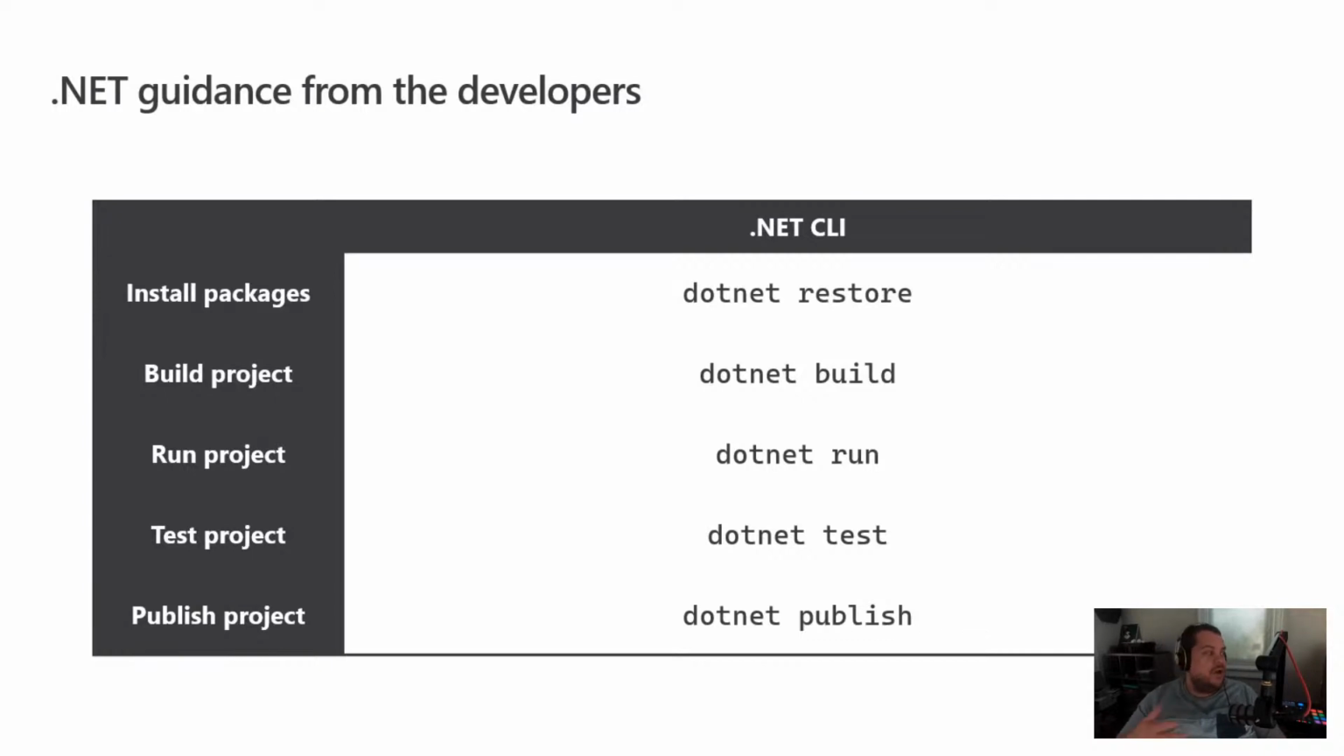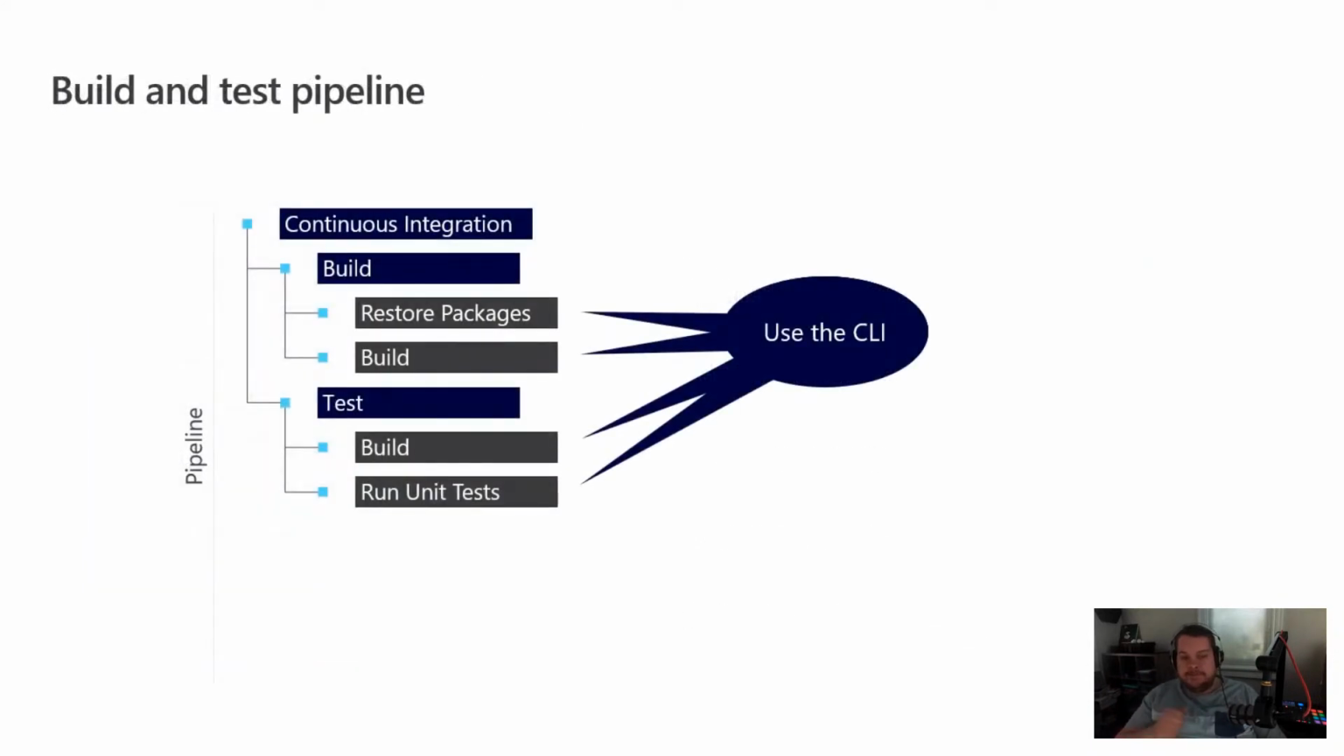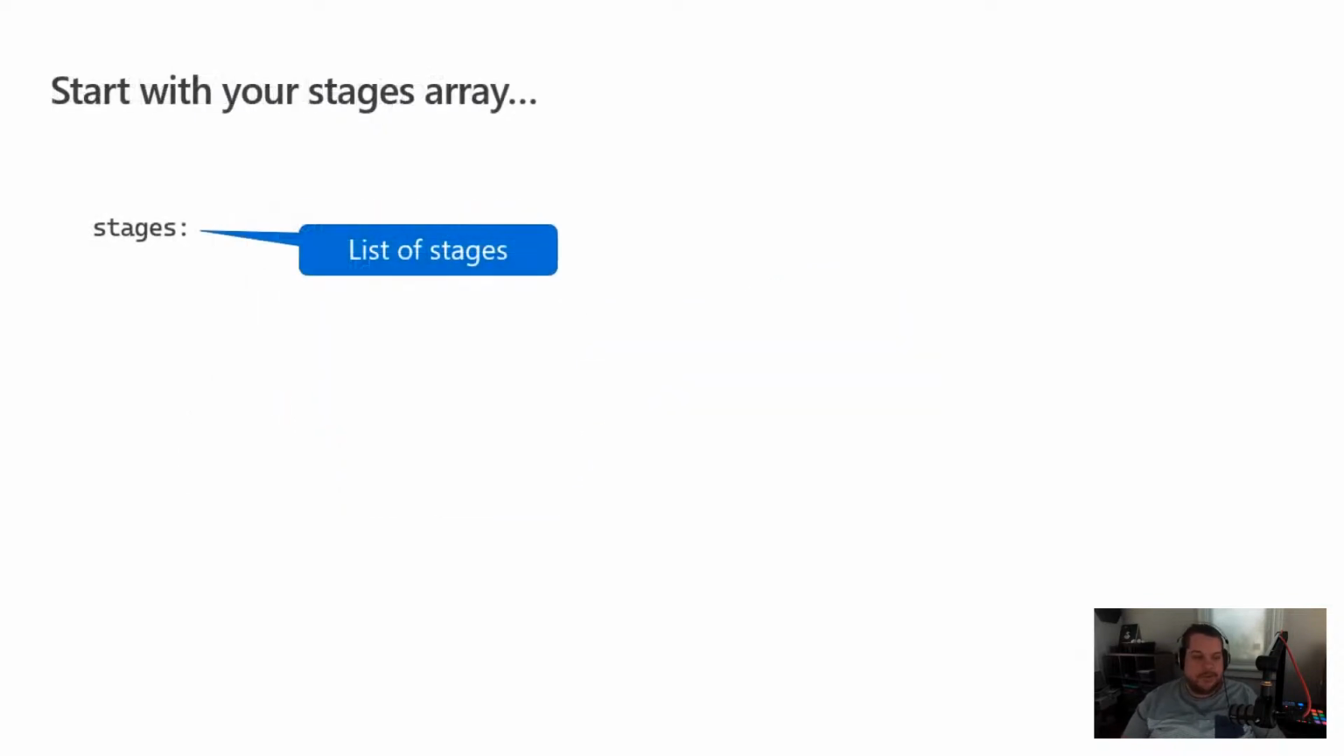So since we know how to do all this stuff from the command line, that makes it pretty easy for us to take it a step further and fill in the blanks for the steps that we want to do in our pipeline. If we look at our pipeline visually, we can start replacing things with the CLI. So instead of just saying restore packages, build, we just say dotnet restore, dotnet build. Instead of saying restore package or build and test, we just say dotnet build, dotnet test.